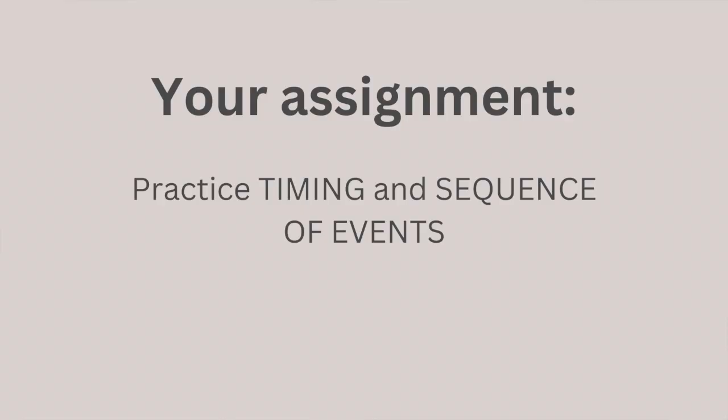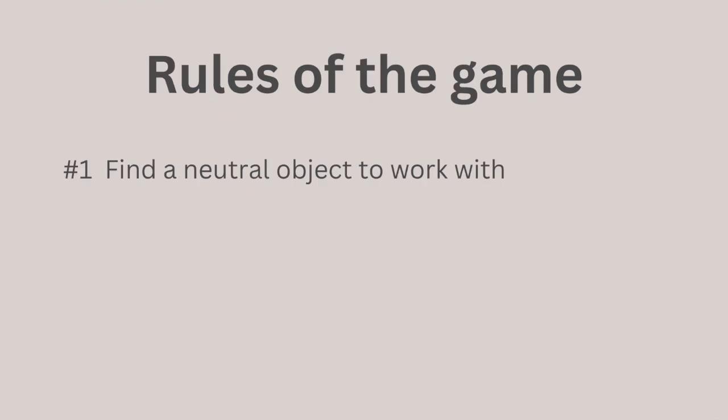So here's your assignment. For this task, you'll be practicing your timing and sequence of events when applying counter conditioning techniques. And here are the rules of the game. Rule number 1. For this assignment, find an item that is completely neutral to your dog. It means absolutely nothing to him.